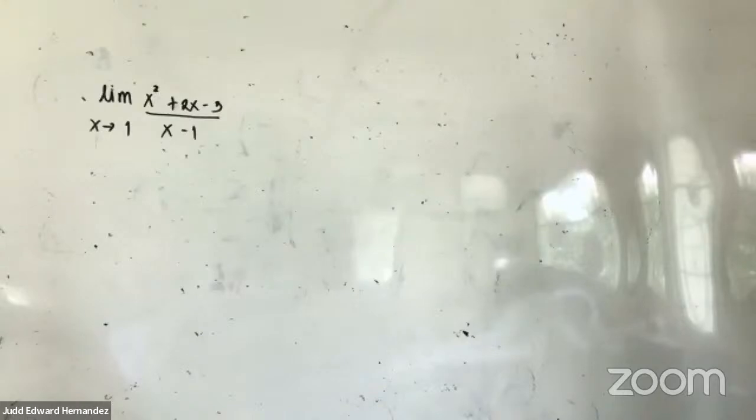Sige nga po, pakitry nga po. The limit of x squared plus 2x minus 3 all over x minus 1 as x approaches 1. Could you please try answering this one?